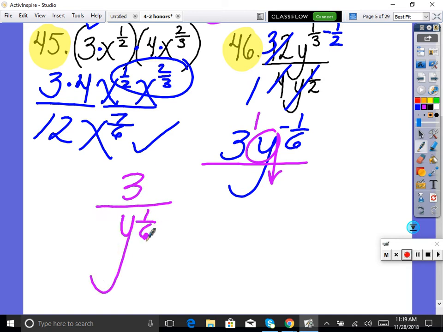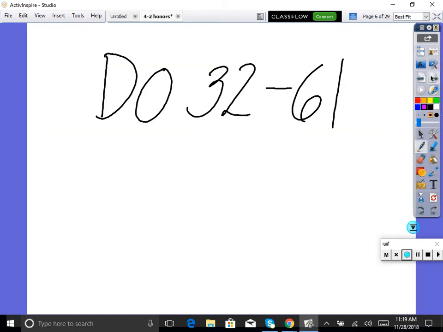When I have people say, but Miss Christensen, do I need to rationalize the denominator? Well, once again, if you start with fractional exponents, write it as a fractional exponent. So yeah, it's technically a radical, but if we write it like this, it's all going to be okay. Stop there. Okay, awesome. So do some in that section, 32 through 61.